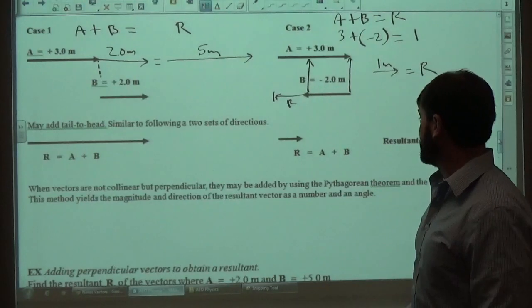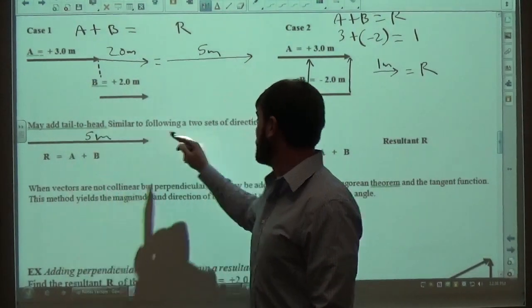Examples down below show the exact same thing. Here's my 5 meter vector. Here's my 1 meter vector.